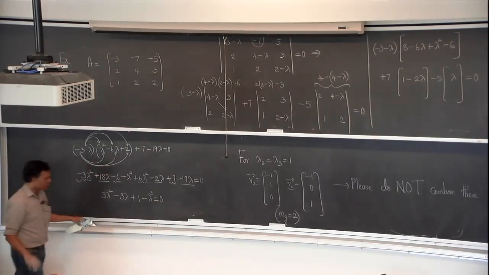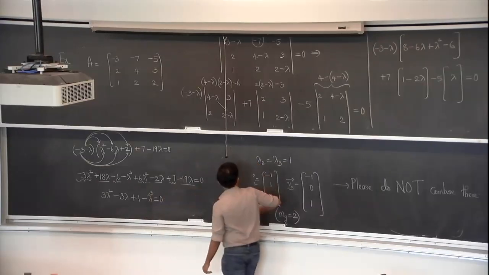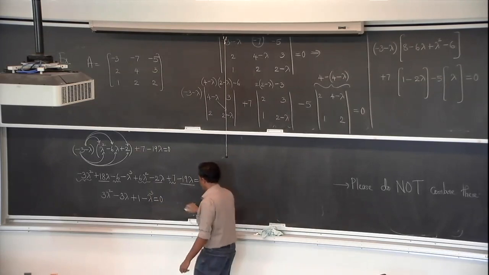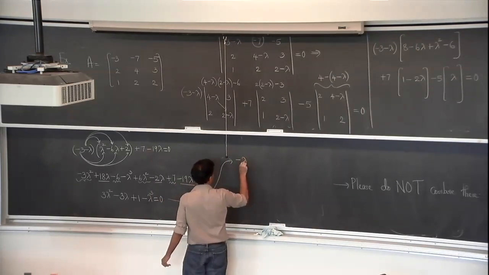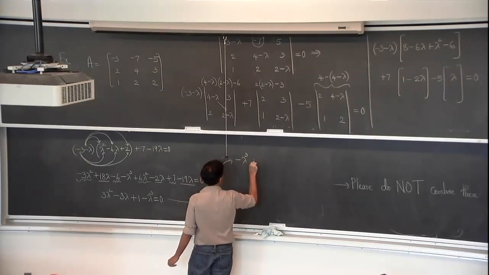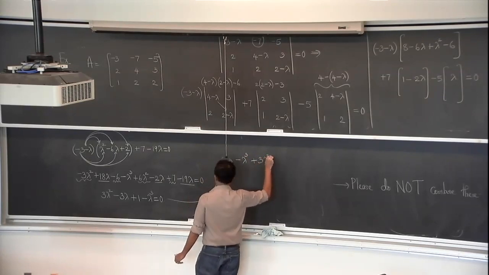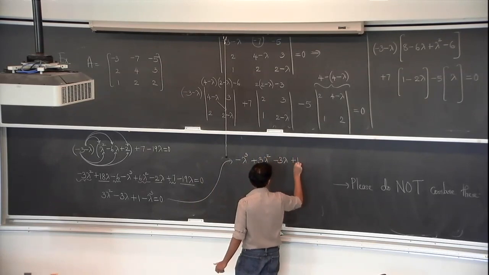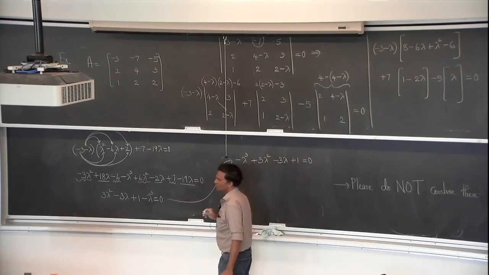Let me organize it and write it in decreasing order of degree. That's going to be negative lambda to the 3 plus 3 lambda square minus 3 lambda plus 1 equal to 0.